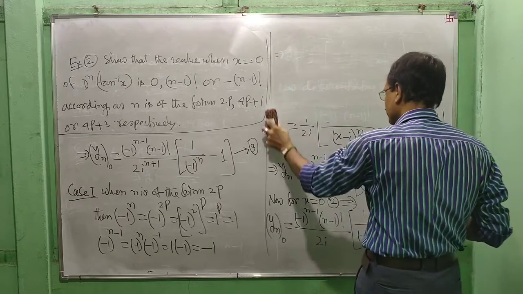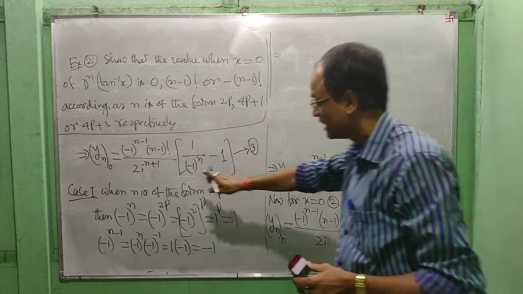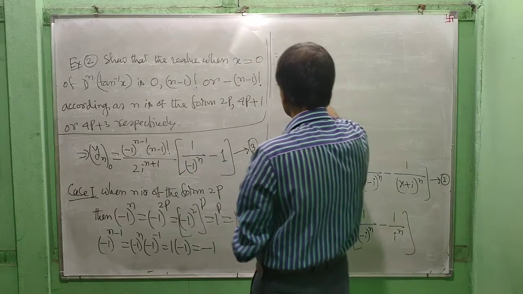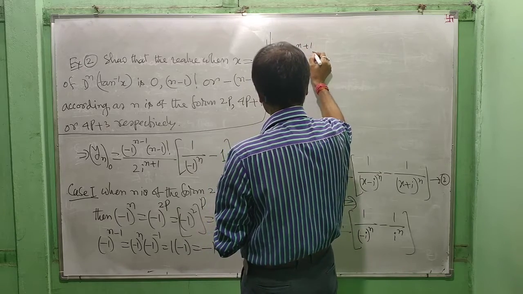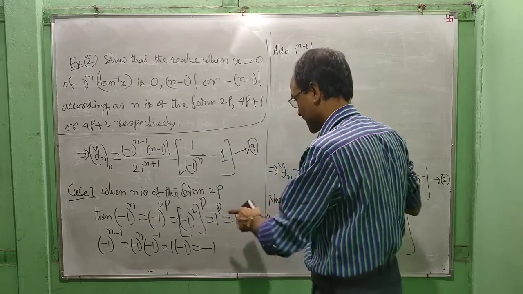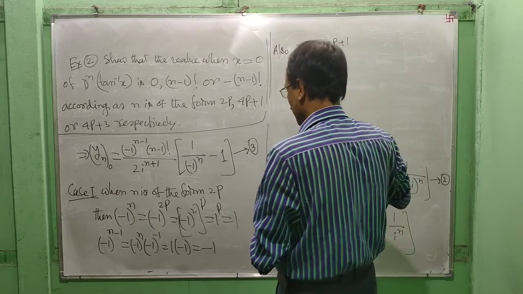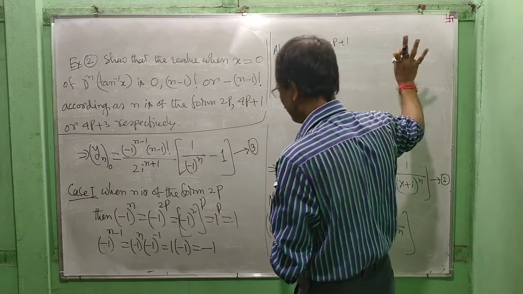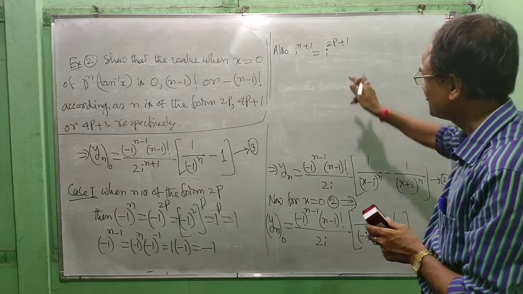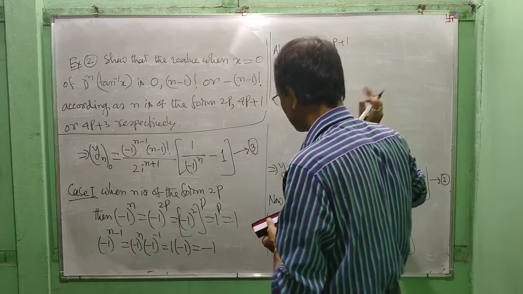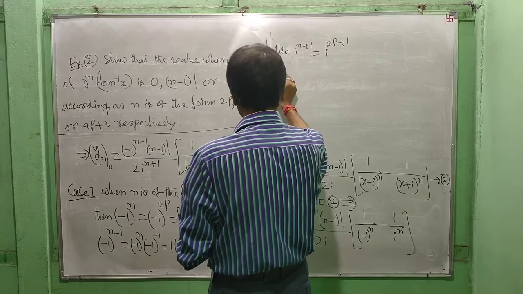Now, i^(n+1). In this case, this is equal to i^(2p+1). This term will not be required. Just keep it as i^(2p+1).